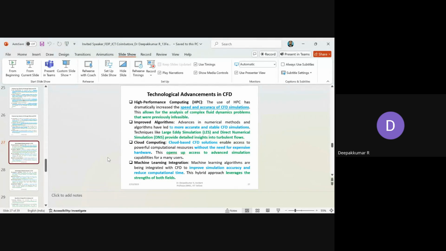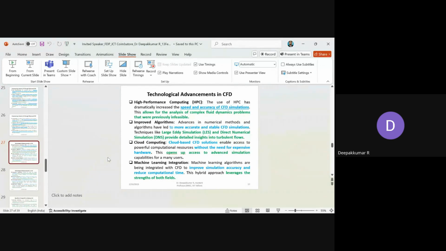And the key technological advancements in CFD. The era of high performance computing has dramatically increased the speed and accuracy of CFD simulation. So this allows for the analysis of complex fluid dynamics problems that were previously infeasible. Improved algorithms: advances in numerical methods and algorithms have led to more accurate and stable CFD simulations. Techniques like large eddy simulation and direct numerical simulation provide detailed insights into turbulent flow.